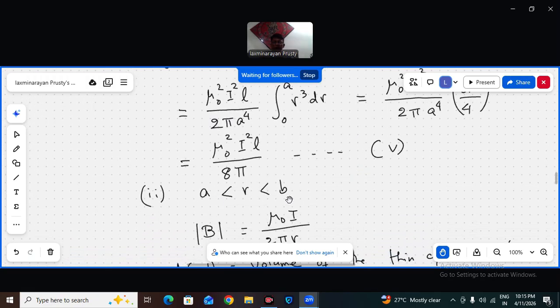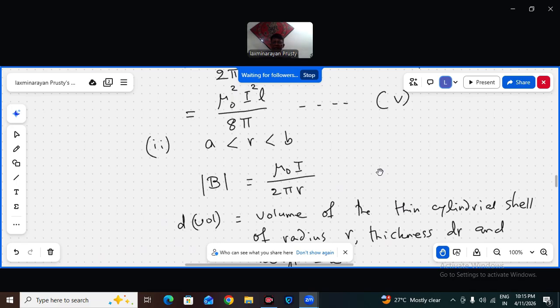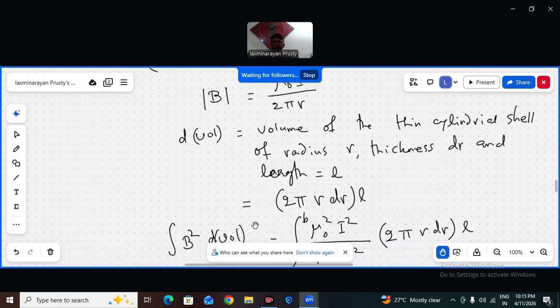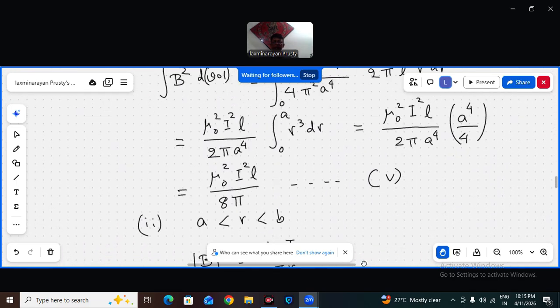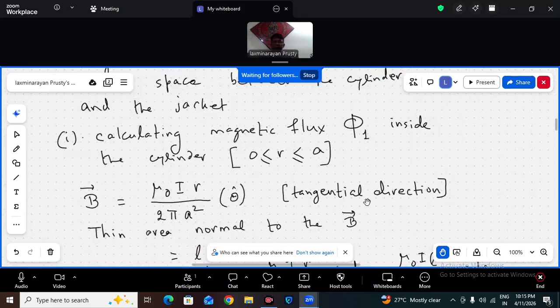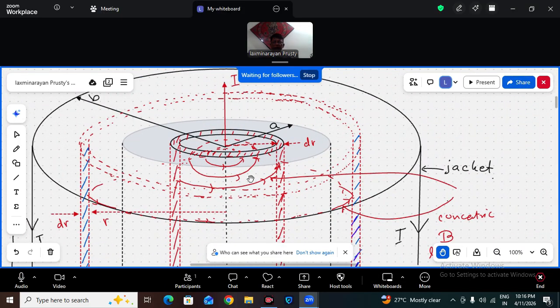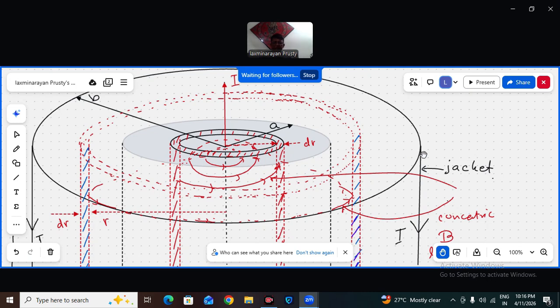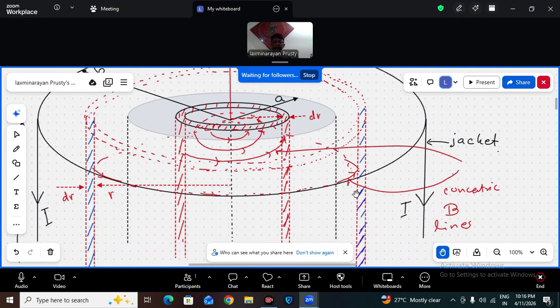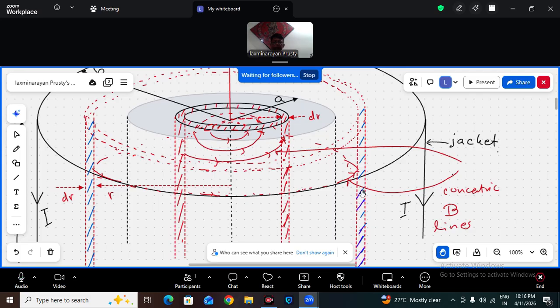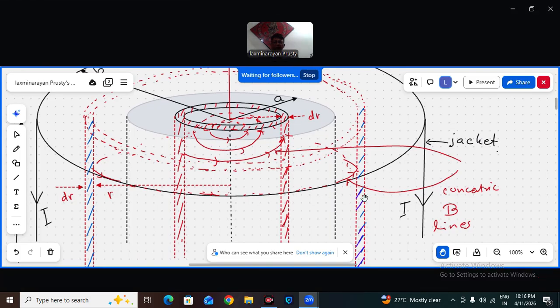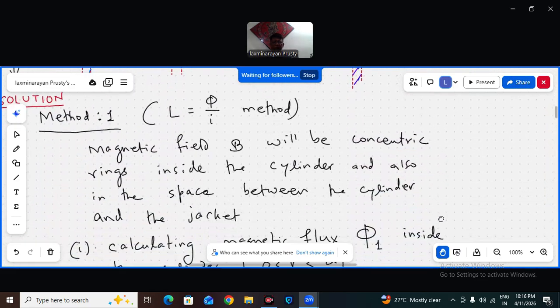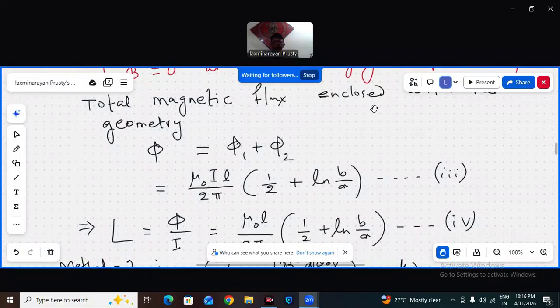Then A to B, how much will be B square d volume? B is mu naught I by 2 pi R. When it is between A to B, how much is it? B here is mu naught I by 2 pi small r. But the expression for the thin cylinder volume is 2 pi r dr into L, just like before.